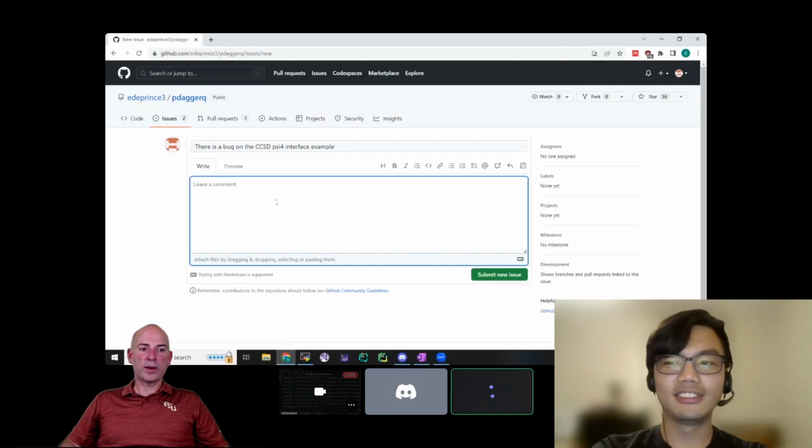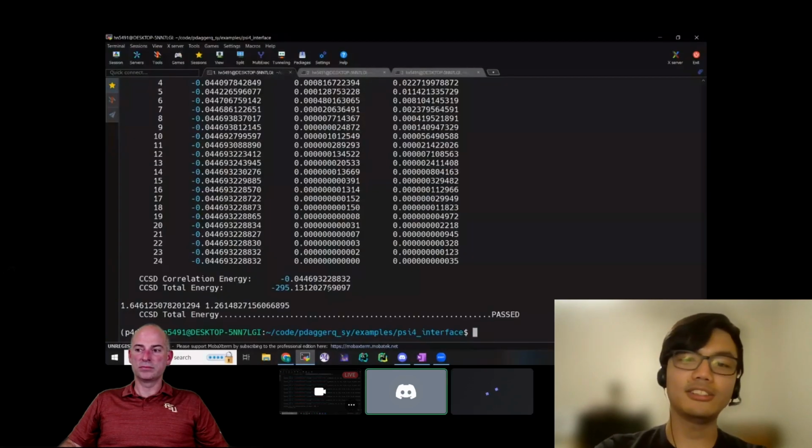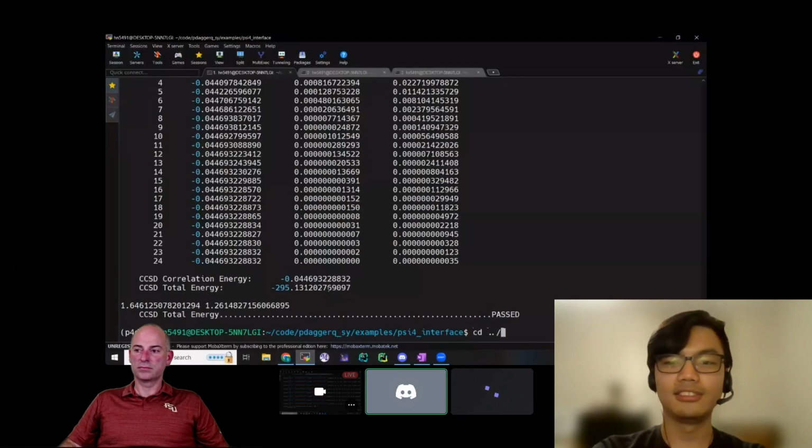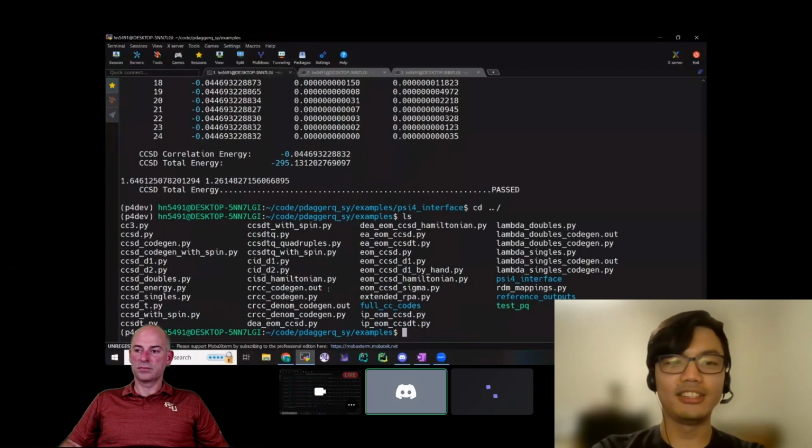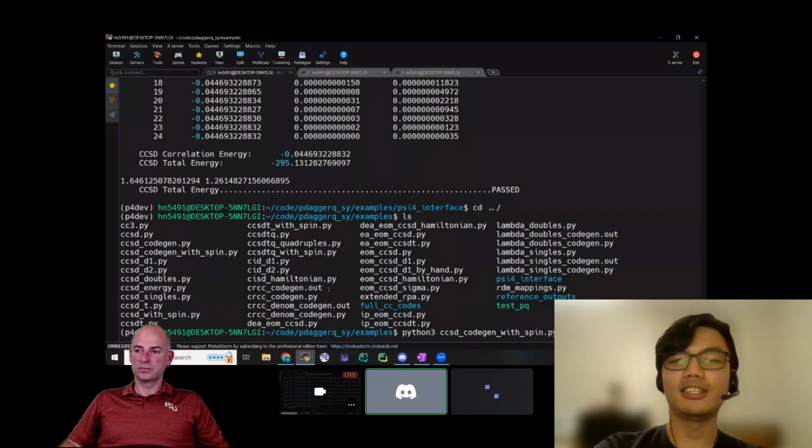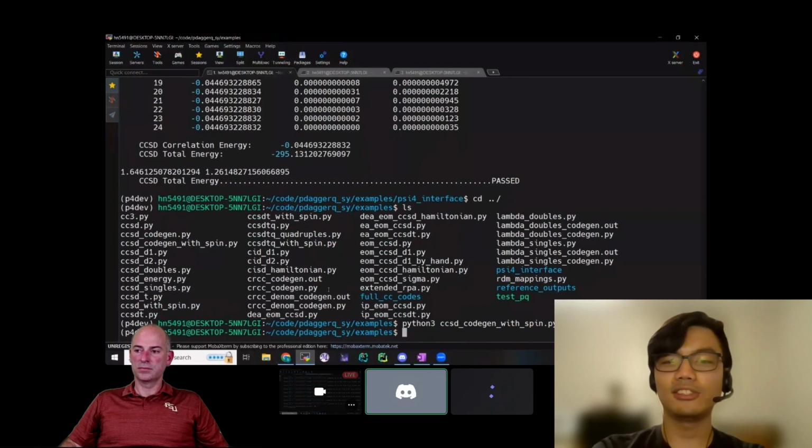Why don't you verify that it's fixed in the code gen? Oh yeah, let's do that. I mean, we are here. Okay, so let's run python3 CCSD code gen with spin. So it's already there. Actually, let's take a look at the file. That's a great idea.